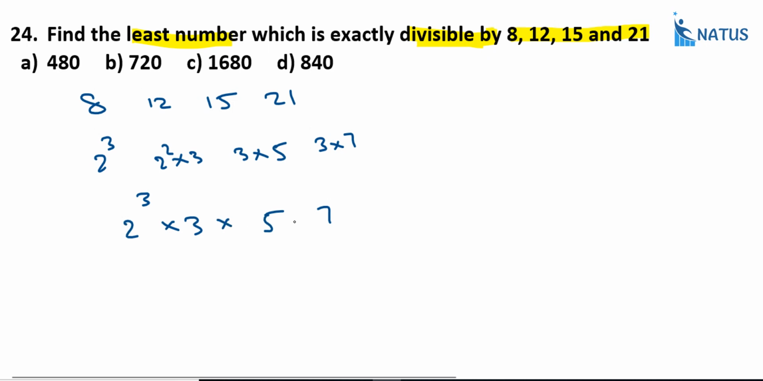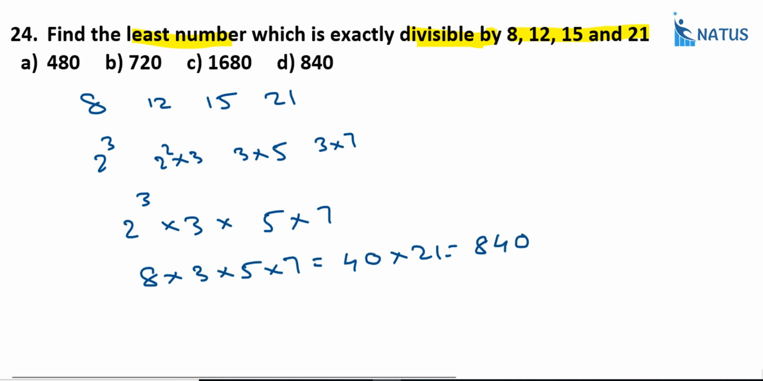So this product is the least common multiple of these numbers. So 8 into 3 into 5 into 7 is equal to 40 into 21, which is equal to 840. Option D is the correct answer.